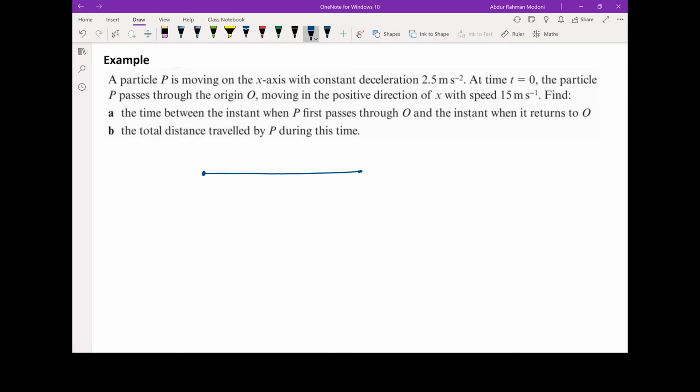It starts at time t equals 0, so I'll indicate that it starts at time t equals 0. And at time t equals 0, the particle passes through the origin, so I'll label this as O, moving in the positive direction of x with a speed of 15 meters per second. So at this point here, it has a speed of 15 meters per second, which I'll indicate here.